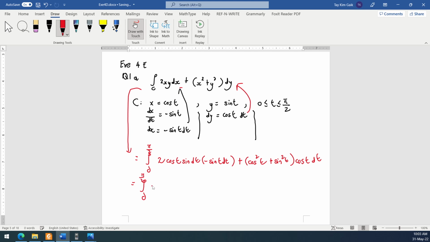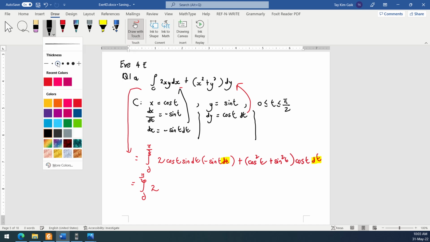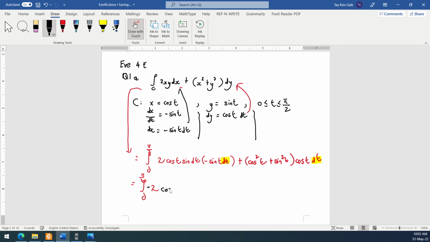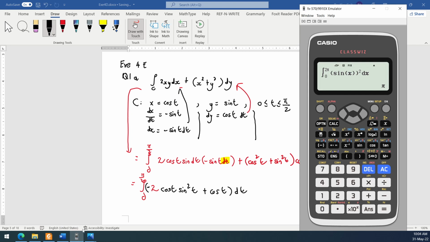So negative 2 cos t sin squared t, and later on you can factor out dt outside. Cos squared t plus sin squared t is 1, which adds up with cos t. So you see, x replaced by cos t, y replaced by sin t, dx replaced by negative sin t dt. So x squared is cos squared t, y squared is sin squared t, dy is cos t dt. Simplify, factor out dt outside, and then you may directly use the scientific calculator.